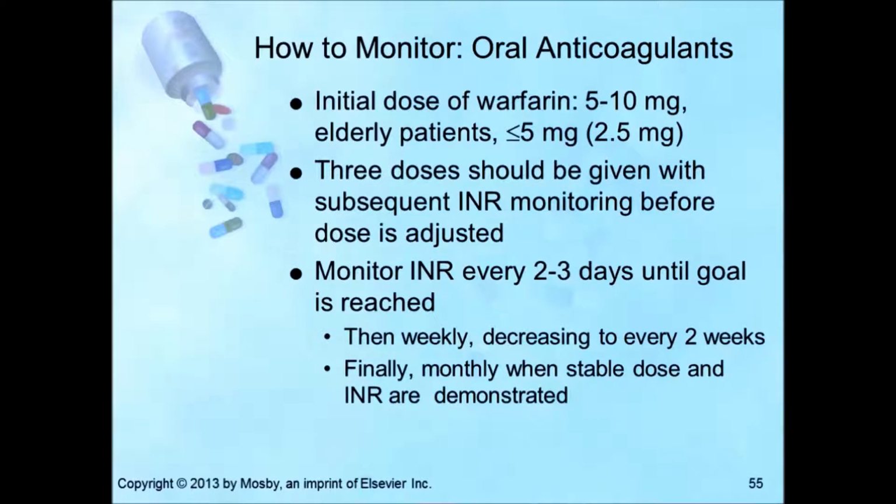Oral anticoagulants. According to guidelines, the initial recommended dose is between 5 and 10 milligrams. In elderly patients or any patient with an increased risk of bleeding, the initial dose may be less than 5 milligrams, often 2.5 milligrams. A minimum of 3 doses should be given with subsequent INR monitoring before the dose is adjusted. You should monitor the INR every 2 to 3 days until goal is reached, then weekly, decreasing to every 2 weeks, and finally monthly when stable dose and INR are demonstrated.